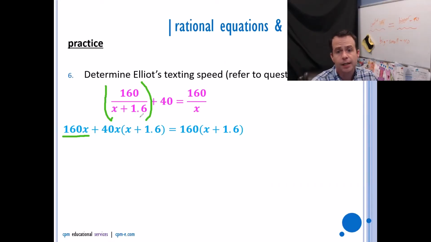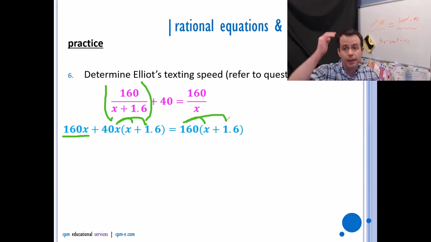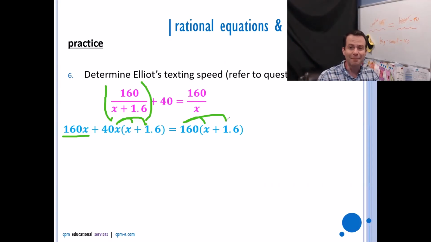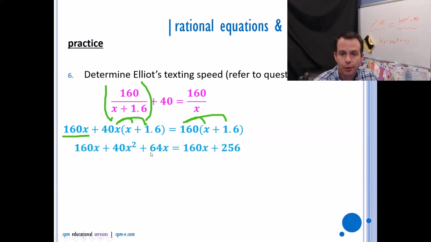On the second guy, I end up multiplying by x and by x plus 1.6. And on the last guy, my x's divide out and I was left with 160 times x plus 1.6. Okay, now I want to distribute that. I'm hoping that you're pausing me as we go through here because I'm not giving you enough time to think. There's no reason for me to sit and watch you think. You're going to pause me and do it yourself and then come back and look at my answer. So when I distribute, I end up with 40x squared plus 64x and 160x plus 256.